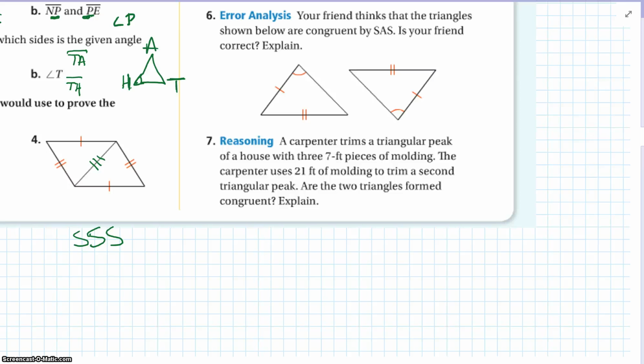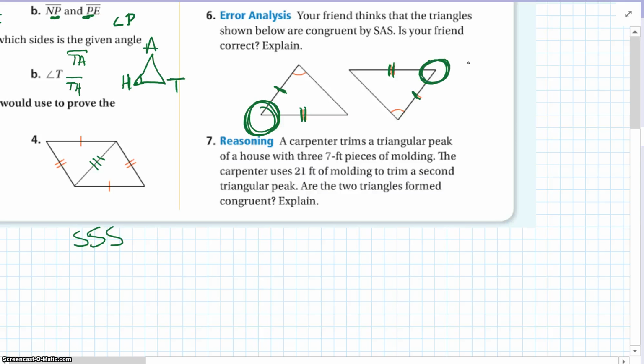Your friend thinks that the triangles below show congruent by side angle side. Is your friend correct? No, my friend is not correct because I have a side and a side. So the included angle would be this one. I have a side and a side, so the included angle would be here. So it's not side angle side. So we cannot prove congruency.